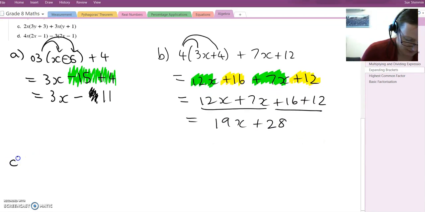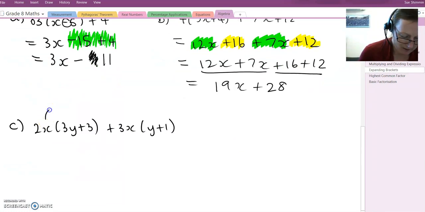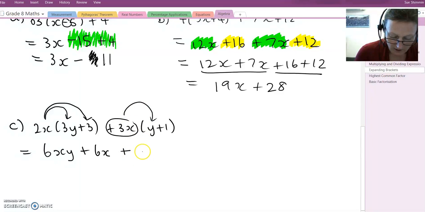C is 2x, 3y plus 3 in brackets, plus 3x, y plus 1 in brackets. So let's expand our brackets. 2x times 3y. Well, 2 times 3 is 6, and x times y is xy. 2x times 3 is 6x. Now let's look at our next lot of brackets. And we need to multiply this by the first thing in the brackets. So 3xy. And then we multiply 3x by 1, which is 3x.